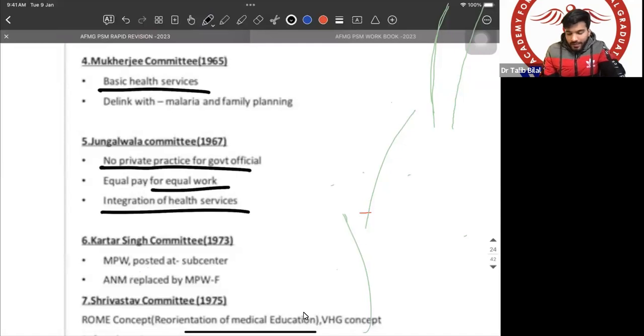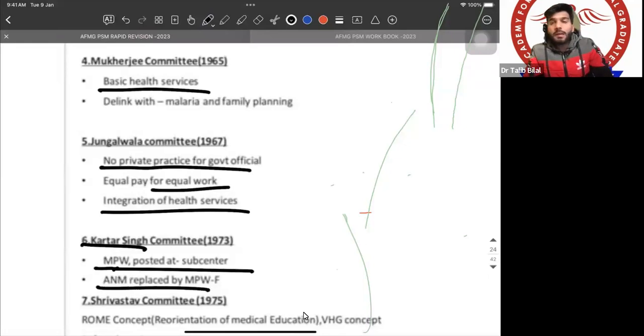Then the Kartar Singh Committee: multi-purpose worker posted at the sub-center, and ANMs were replaced by the multi-purpose worker female, guys. We're going to discuss ANM, village health guide, ASHA, all these in the next slides, because that is also important.